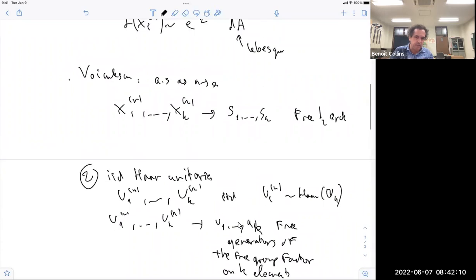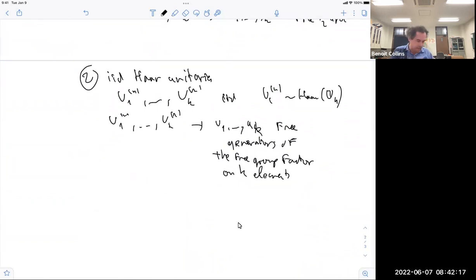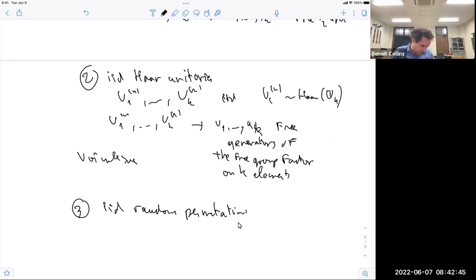So these examples actually have lots of randomness, but there are some examples which have less randomness. I think that it was initially proved almost at the same time as Voiculescu, if I'm not mistaken, that random permutations, if I take iid random permutations, this is Voiculescu again. So iid random permutations S1^N through Sk^N. And so here, this time, Si^N is distributed according to the uniform measure, which of course I could call the Haar measure on the symmetric group.